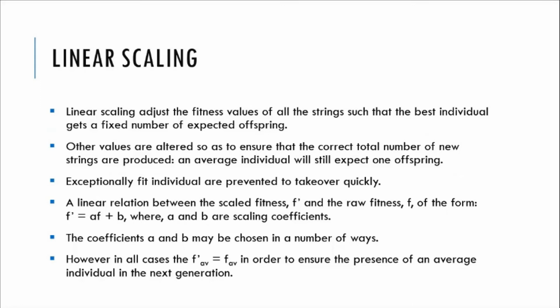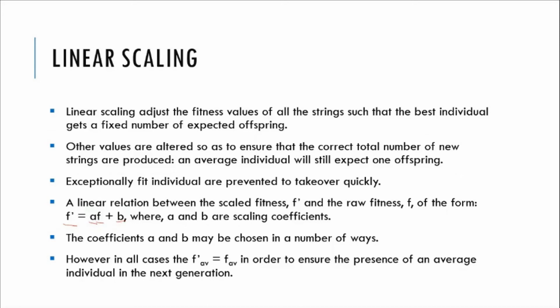So the relation that is used in the linear scaling is f dash equals a f plus b. This is the linear relation where f dash is the scaled fitness, a is a constant that we have to determine, f is the raw fitness, the original fitness value, and b is another constant that we also have to decide. So a and b are the scaling coefficients.